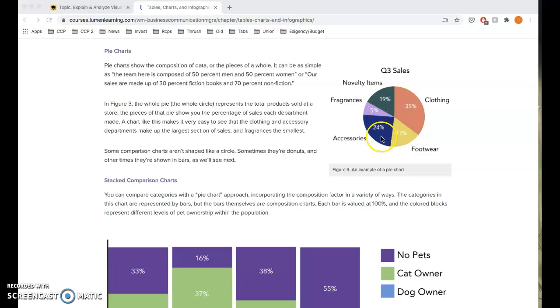Whereas accessories, footwear, and novelty items all were around 20%, and then fragrances was much smaller at 5% or something like that. So I might want to find a way to convey that, like, clothing is the leading sales item, fragrances is a very small portion, and then these other 3 are kind of bunched, clustered together in the middle.